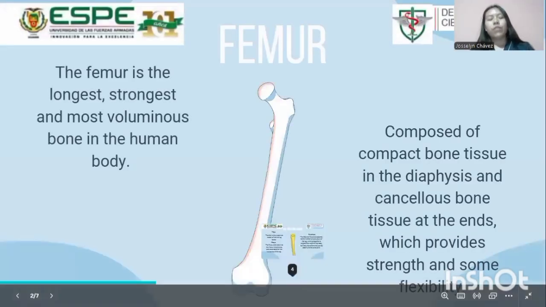We start with the femur. The femur is the longest, strongest, and most voluminous bone in the human body. It is composed of compact bone tissue in the diaphysis and spongy bone tissue at the ends, which provides strength and some flexibility.